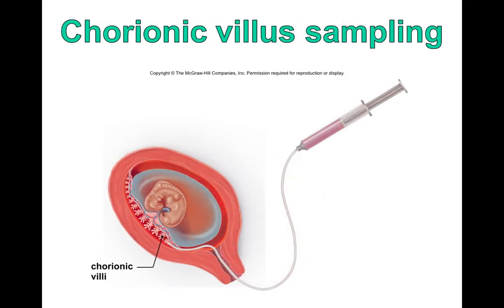Another method that I mentioned was sampling the cells from where the placenta is developing. And this is done by suction of some cells from the chorion, which is the site where the placenta is developing. And we remember that a placenta contains both the mother's and the developing child's cells, so this is a way to get cells from the fetus in a relatively safe manner.